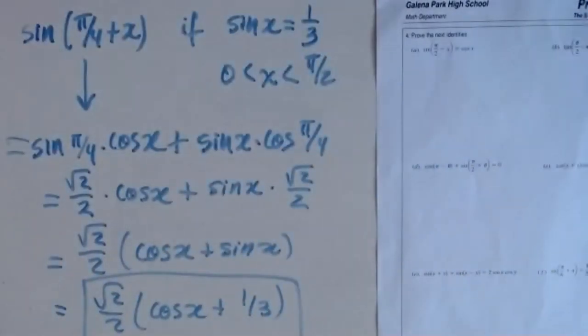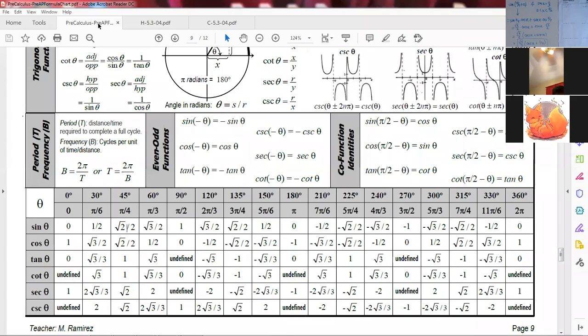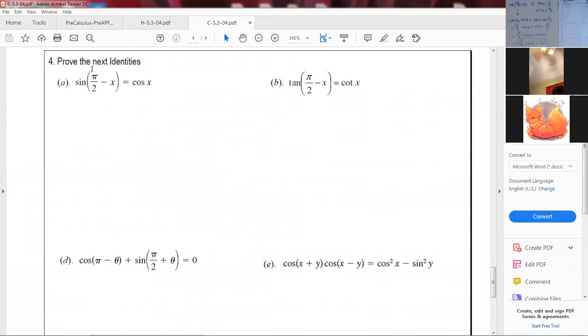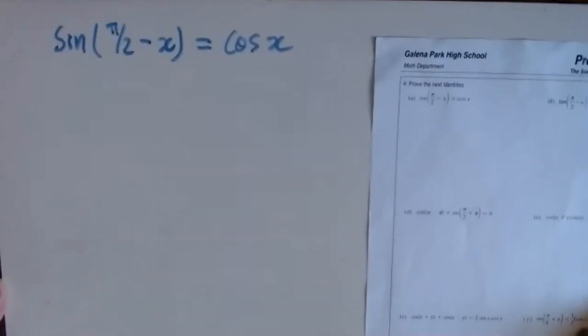So these are the problems we're going to see. Let's begin with any of them. Let's begin with this one, sine of pi over 2 minus x. All of them are going to be the same. So let me just write on the board. Sine of pi over 2 minus x has to be cosine x. It's okay, not a big deal. So we have to prove this one.